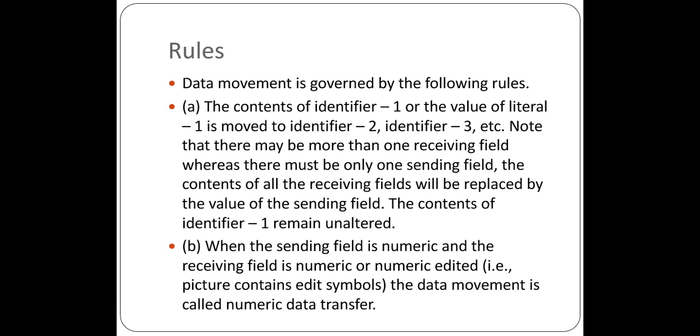For example, MOVE identifier 1 TO identifier 2, where identifier 1 is a numeric identifier and identifier 2 is another numeric identifier. So we are sending a numeric value from one identifier to another identifier. These types of numeric value movements from one identifier to another, we call a numeric data transfer.